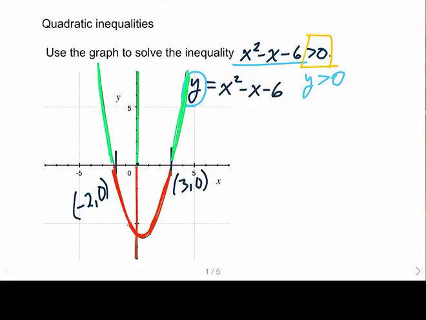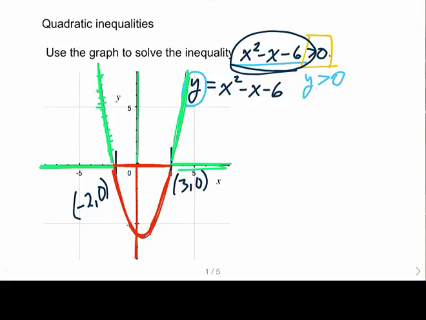And the answer, because the expression is x squared minus x minus 6, is going to be in terms of x. So if I bring our color coding to the x-axis, the parts where the function is positive, has y values that are positive, correspond to particular inputs on the x-axis. Likewise, where the function is negative, those outputs correspond to particular inputs on the x-axis.